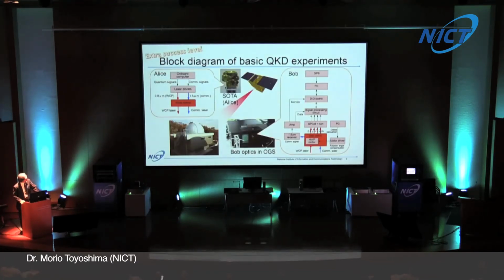In addition, for further experiments, we are now planning a basic experiment for satellite QKD. We are now preparing Bob optics in the optical ground station. Weak coherent pulses with non-orthogonal polarization will be transmitted from this SOTA terminal, and the polarization will be evaluated by using Bob optics in the OGS.